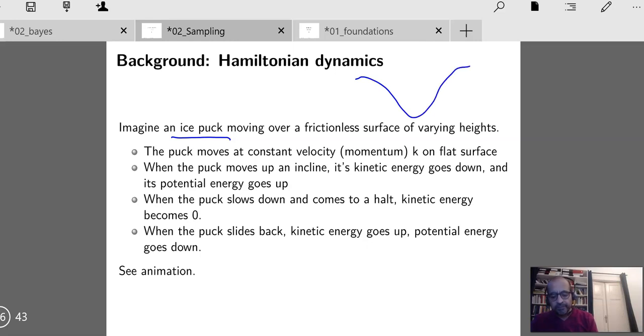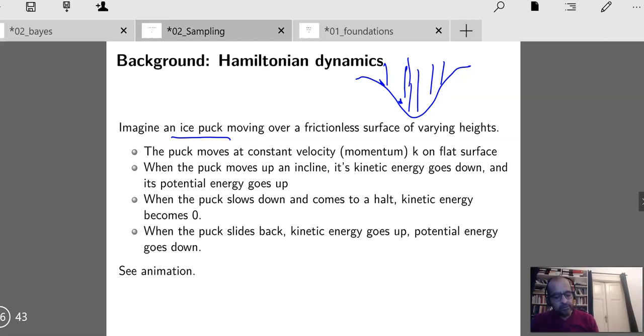So for example, this upside down density PDF that we are thinking about, and this movement over the positions where the ice puck lands is going to give us samples from the distribution. Okay, that's the basic idea here, right?